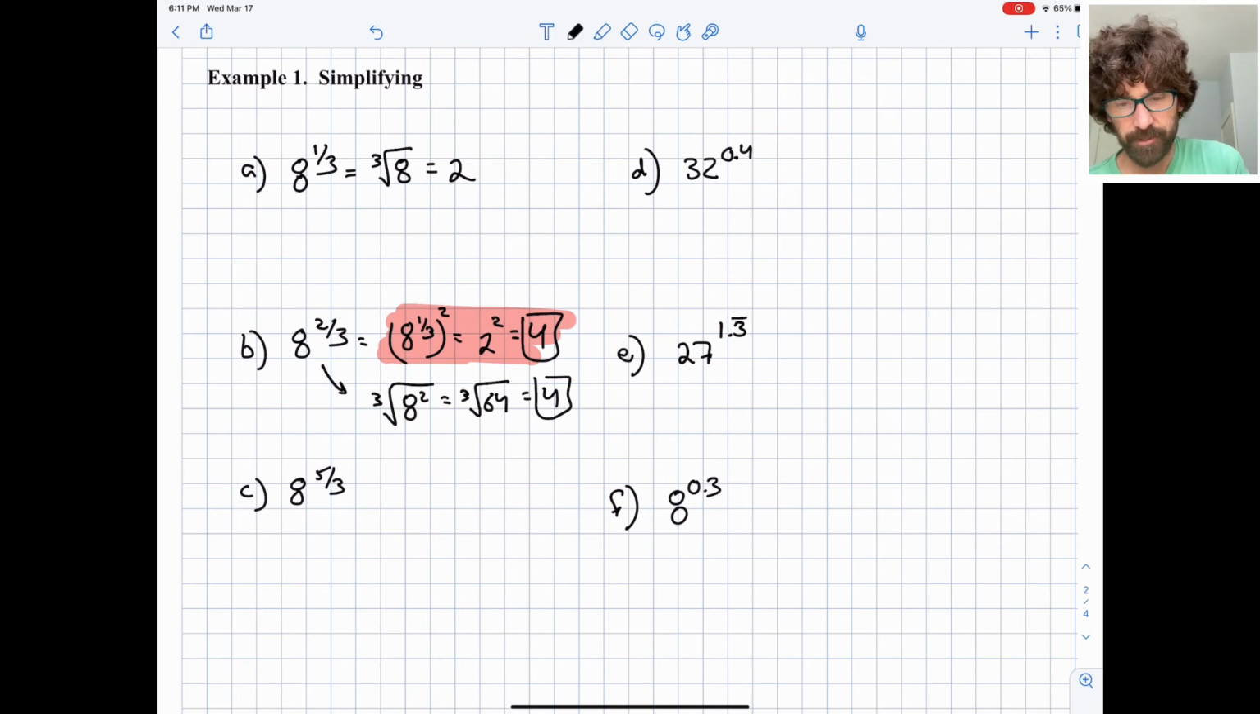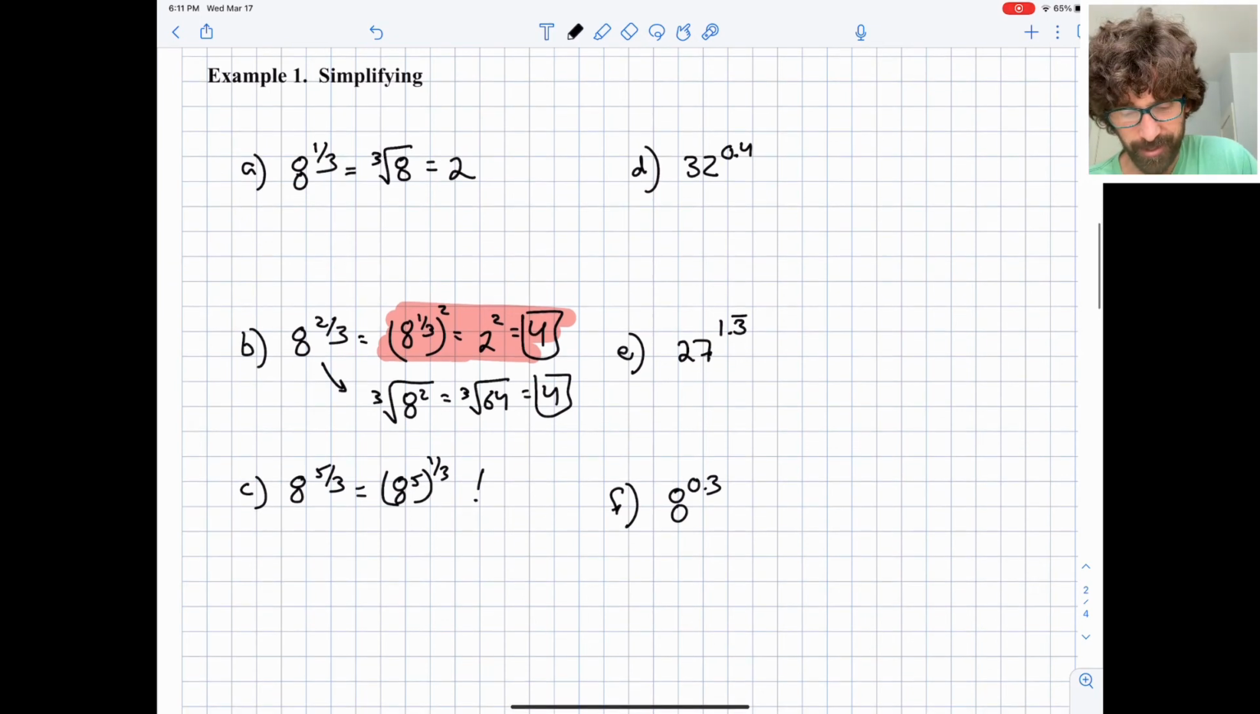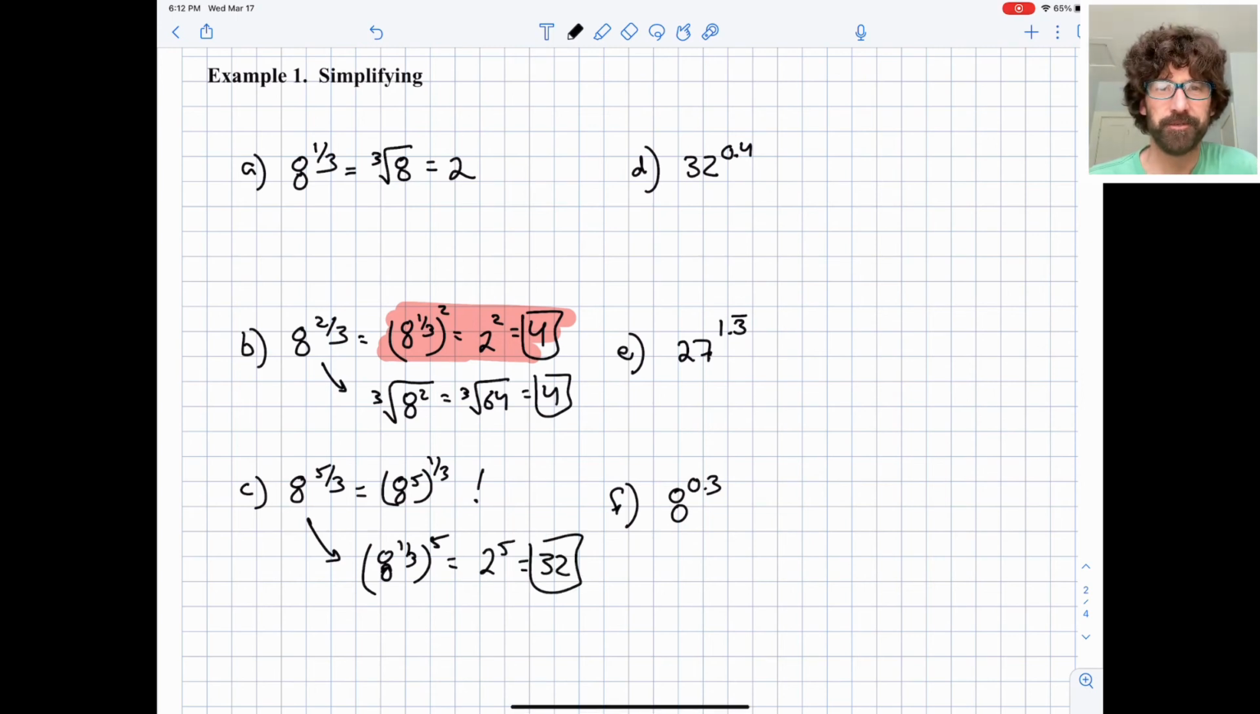Let's do 8 to the 5/3. Here, I would maybe consider 8 to the 5th, then to the 1/3. Yikes. I don't want to do that in my head. I could always use a calculator for it, but I can't do 8 to the 5th in my head. So let's go in a different order. Let's do 8 to the 1/3, then to the 5th. And we should know pretty solidly by now that 8 to the 1/3 is 2. So 2 to the 5th is 32. 2 times 2 times 2 times 2 times 2. 2 times itself 5 times.